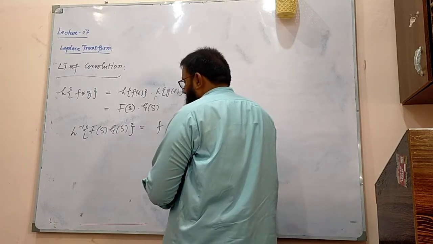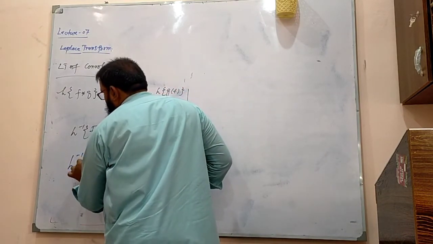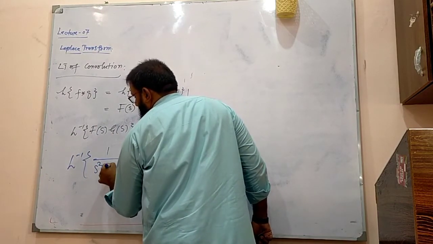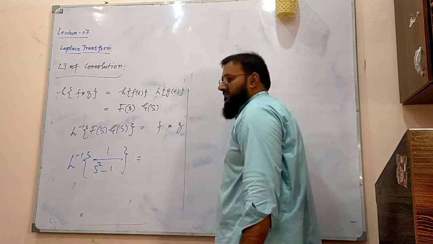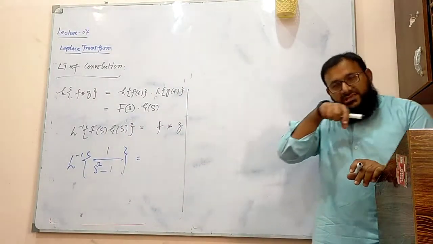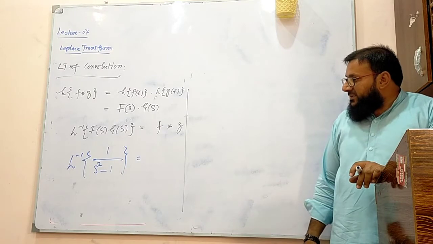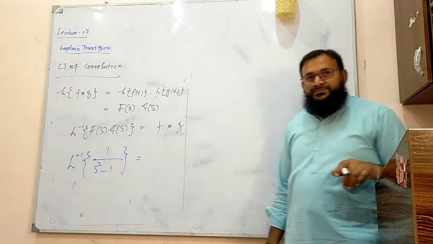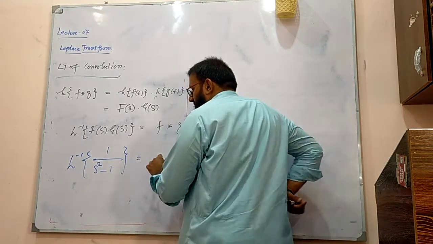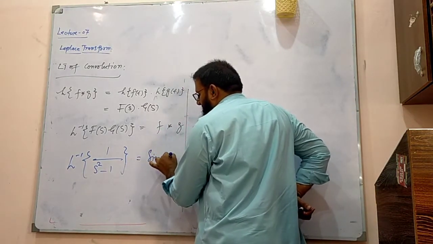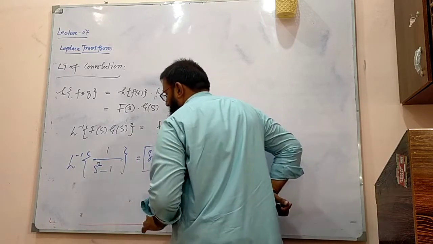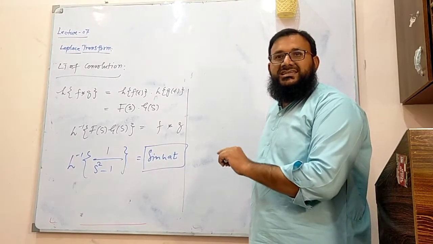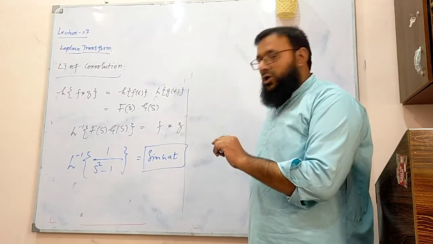Okay, how do we find this? The inverse Laplace transform of 1 over s square minus 1. That is going to be sine hyperbolic at. But we can also do this with the help of convolution. So let us check whether the answer is going to be the same or not.